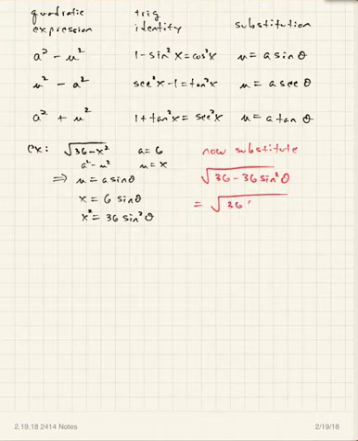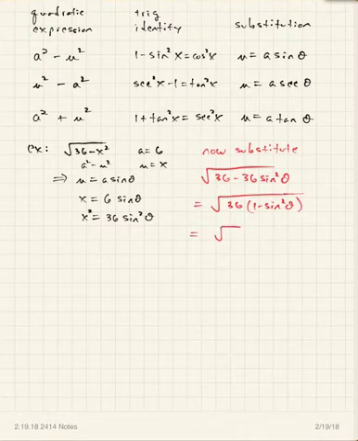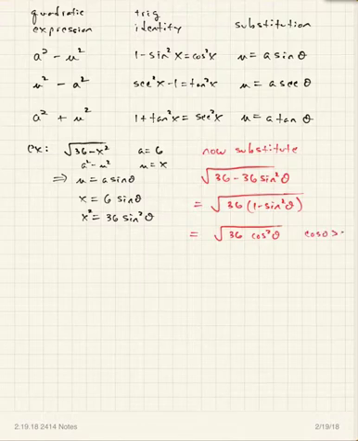Because you factor out a 36 and you have 1 minus sine squared theta. And then 1 minus sine squared theta is cosine squared theta, using the Pythagorean identity. And then again, making the assumption that the cosine of theta is positive here, which generally is not going to cause us too much issue, then this is going to be 6 cosine theta.